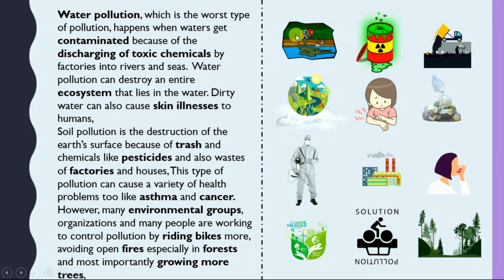Water pollution, which is the worst type of pollution, happens when waters get contaminated because of the discharging of toxic chemicals by factories in the waters of rivers and seas. Water pollution can destroy an entire ecosystem that lives in the water. Dirty water can also cause skin illnesses to humans.